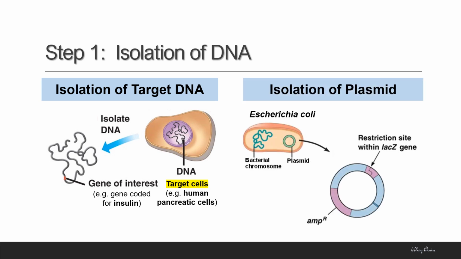The second type of DNA to be isolated is plasmid, a small, circular, double-stranded DNA isolated from bacterial cells. An example of bacteria is E. coli, which will be used throughout the process of gene cloning. The plasmid will be used as the cloning vector in gene cloning, and it has selectable genetic markers, which are the lacZ gene and the ampicillin resistance gene.